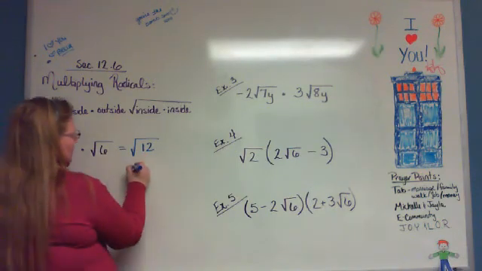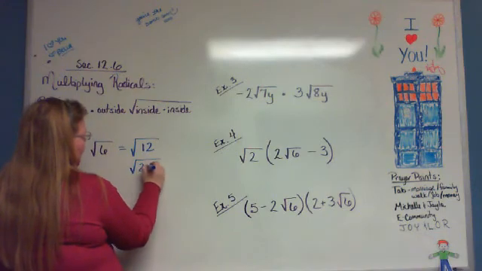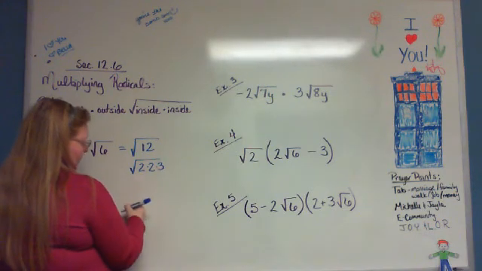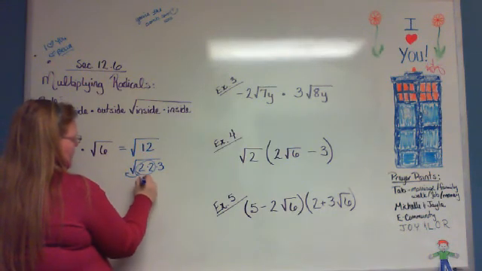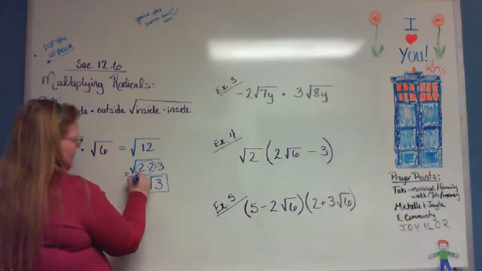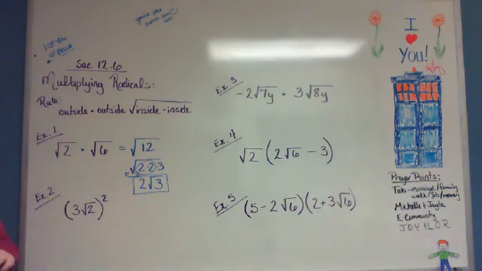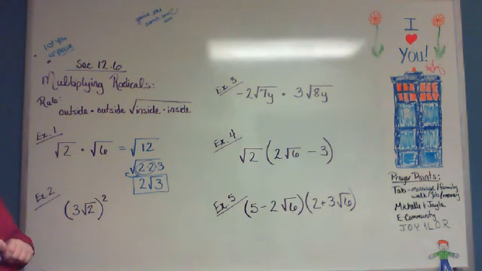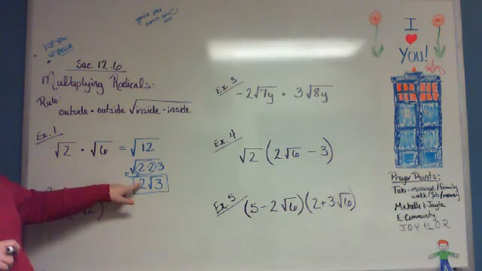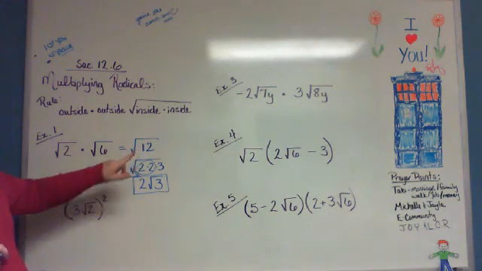Because that's really 2 times 2 times 3. And 2 on the inside makes 1 on the outside, so that's 2 square roots of 3. Just like you should always simplify your fractions, you should always try to simplify your radicals. So that's why this is the answer and not that. Okay?